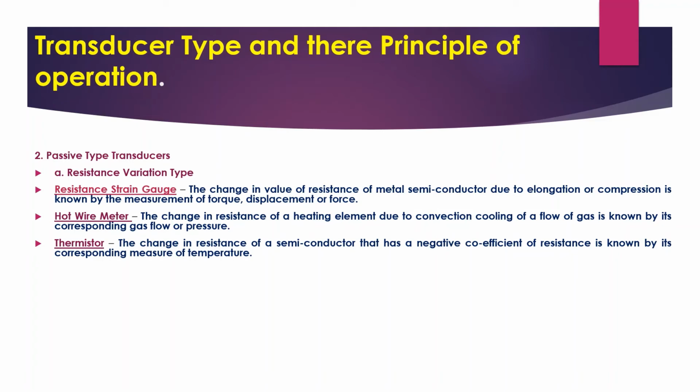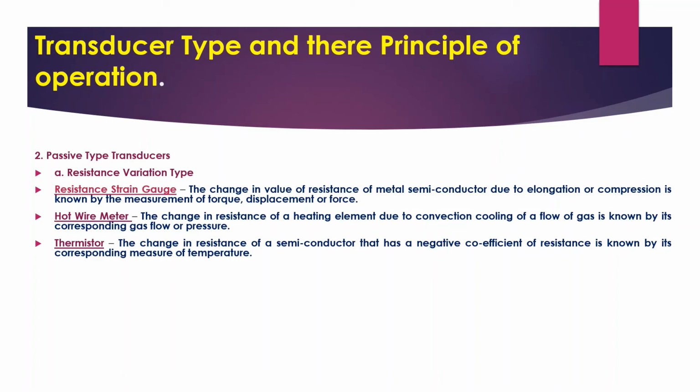Next one is hot wire meter. These are used for industrial purposes. A hot metal is placed in a tube where gas is flowing. Every gas has its own thermal conductivity, and on that basis it will cool down the metal. Basically tungsten will be used as that metal.